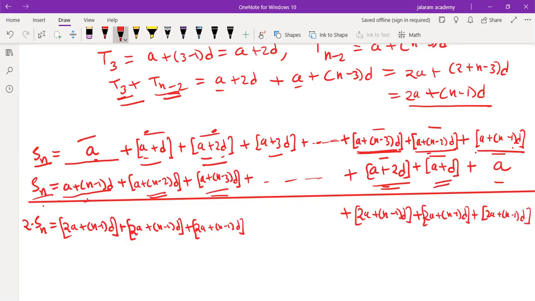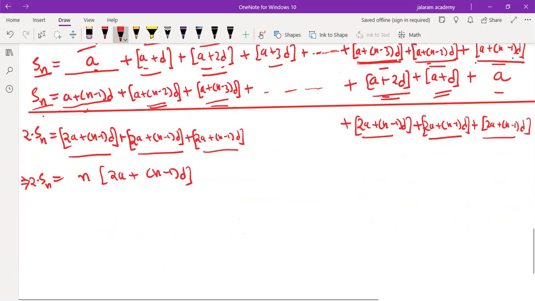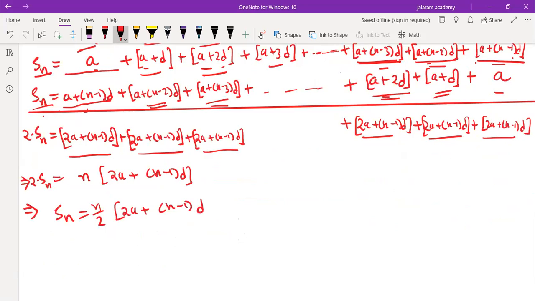So as this series has n terms, a1, a2, a3 and so on up to n terms, we have added n terms together. It means 2a plus n minus 1 into d is repeated n times. Is that clear to you? So it means 2 into Sn equals n into 2a plus n minus 1 into d. Now if we transfer this 2 to the right hand side, it gives Sn equals n by 2 into 2a plus n minus 1 into d.